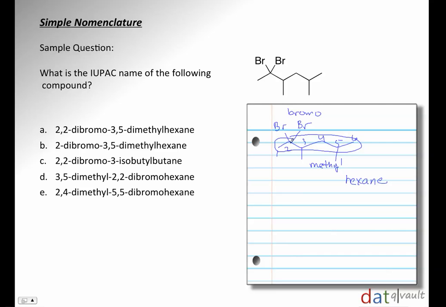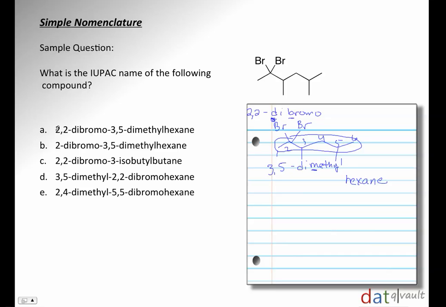Alright, the bromo substituents are on the number 2 carbon, and there's 2 of them, so we need to have 2,2. And then don't forget to put the di in front of the bromo since there are 2 of them in this molecule. Same with the methyl, where we have methyl groups on the 3 and the 5 carbon. And we're also going to put di in front of the methyl because there's 2 of them in the molecule. Now, if we follow the alphabetical rule, B comes before M in the alphabet, so 2,2-dibromo-3,5-dimethylhexane should be our answer.